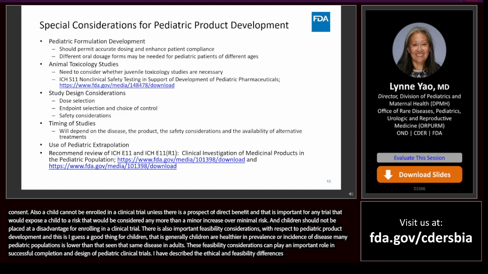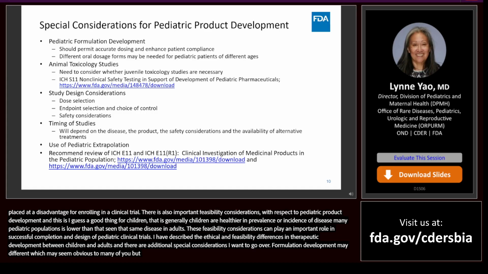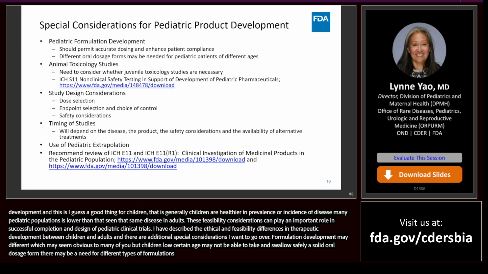Firstly, formulation development may be different, and that may seem obvious to many of you, but children below a certain age may not be able to take and swallow safely a solid oral dosage form, so there may be a need for different types of formulations that are acceptable to children.